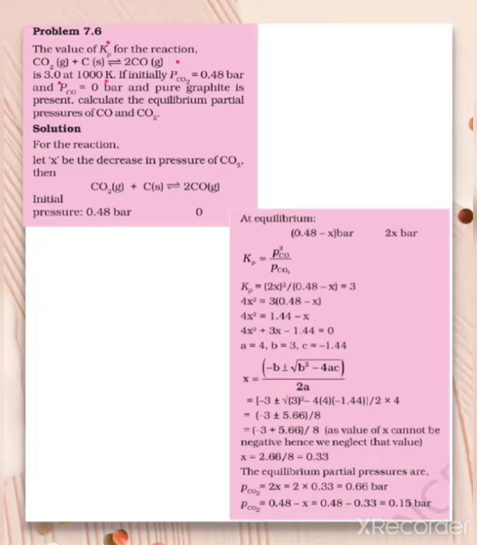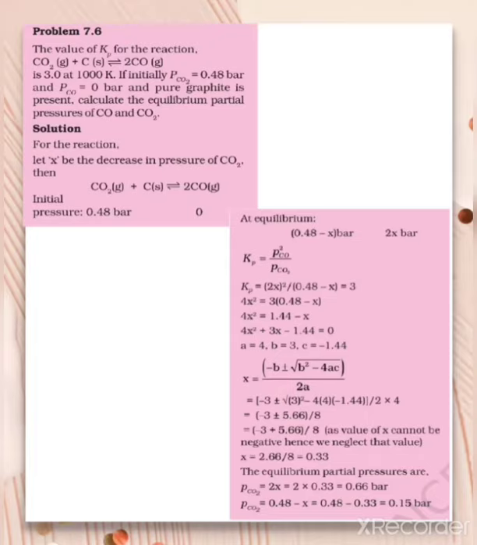If initially the pressure of carbon dioxide is given as 0.48 bar and the pressure of CO is 0 bar, and pure graphite is taken, that is C is pure graphite, then calculate the equilibrium partial pressure of CO and CO2. This problem is also similar to what we have done in the previous problem.